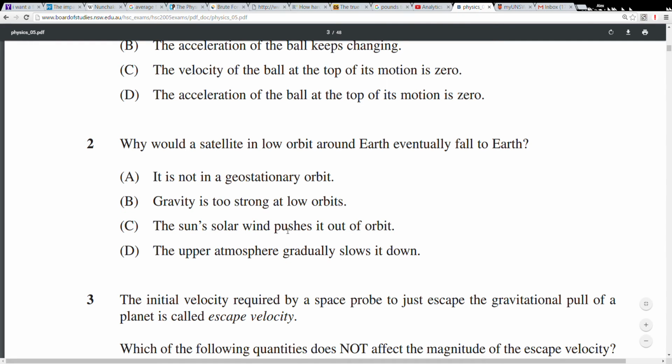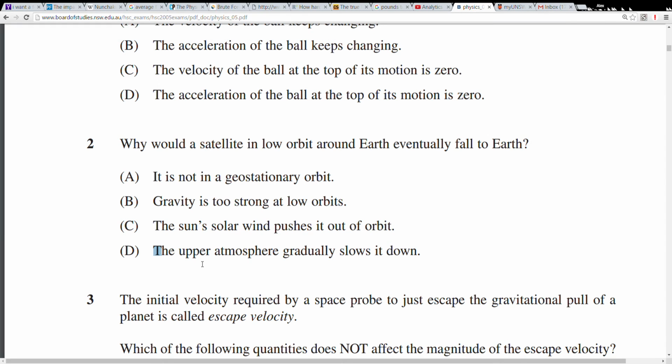The solar wind pushes it out of orbit. No. And the upper atmosphere gradually slows it down. Yes, that's true because it's going to be colliding with air, and it's going to generate friction. So energy is going to be transferred into heat, and thus it's going to fall back down.